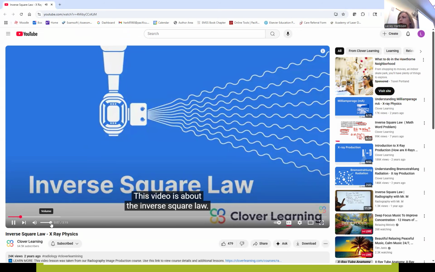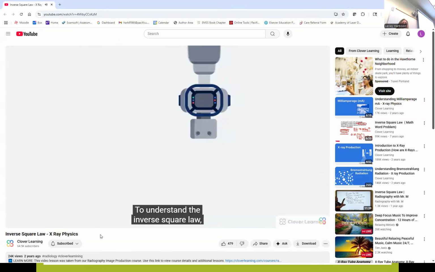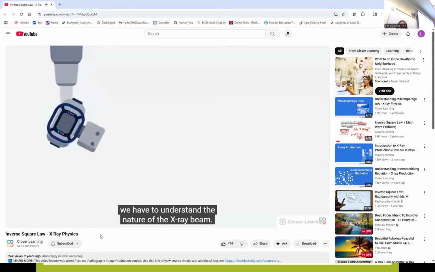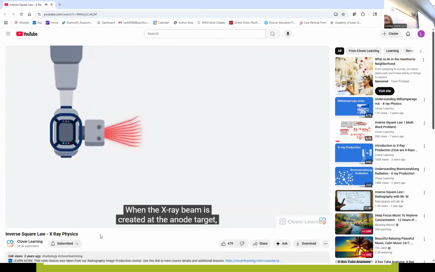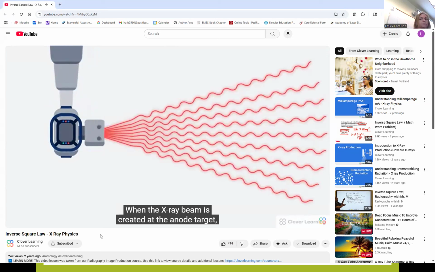The inverse square law. To understand the inverse square law, we have to understand the nature of the X-ray beam. When the X-ray beam is created at the anode target, it's created in an isotropic fashion. That means it's created equally in all directions. The X-ray beam is also described as divergent. This means it's spreading apart and becoming less intense as it travels through space.